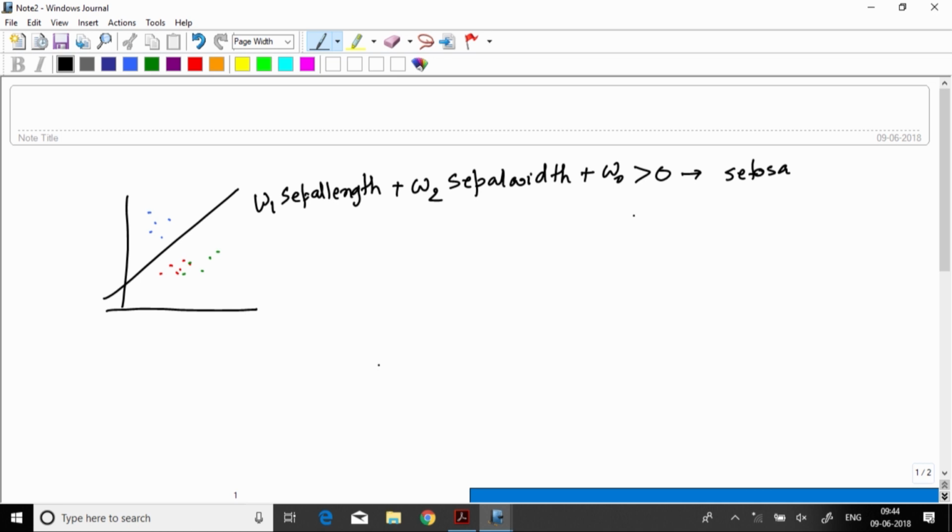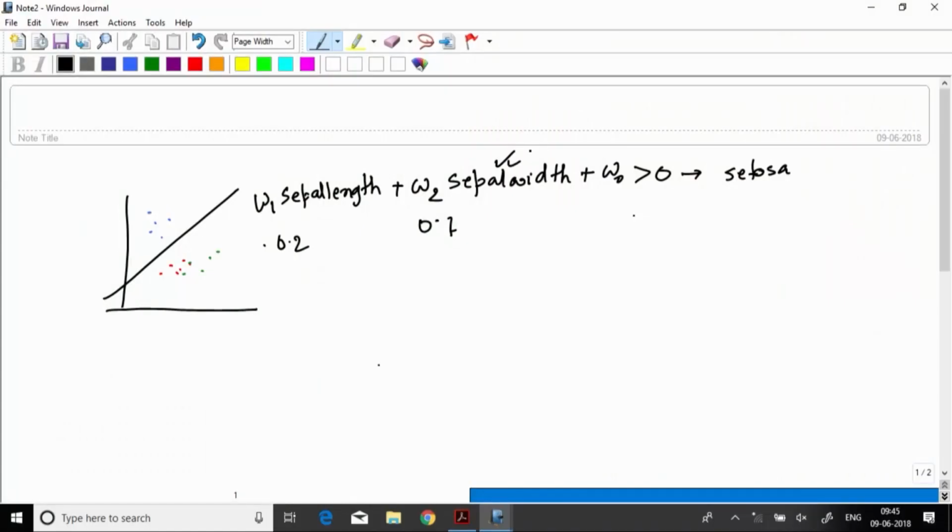But is there any meaning you are getting from this equation? You have maybe 0.2 of sepal length, 0.7 of sepal width, plus 0.5, which is greater than 0, then it is a class. But this is less intuitive. We can say that if this weight is high, maybe 0.7, and this is 0.2, then maybe this feature is more important. But still we cannot say.